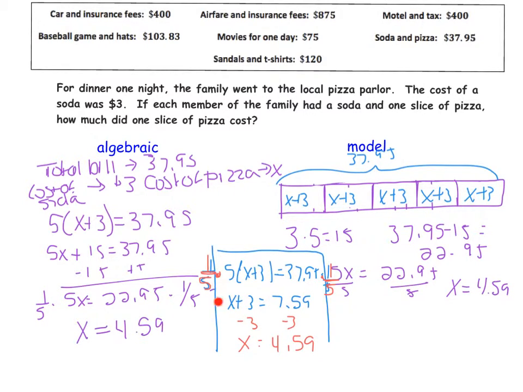Here I wrote it one last way. Instead of using the distributive property, I multiplied by the multiplicative inverse right away. I multiplied right away to get rid of this 5, so I was left with x plus 3. And then I had to use the additive inverse property. So to get to 0, additive inverse property, it was added, so I subtracted to get my $4.59.